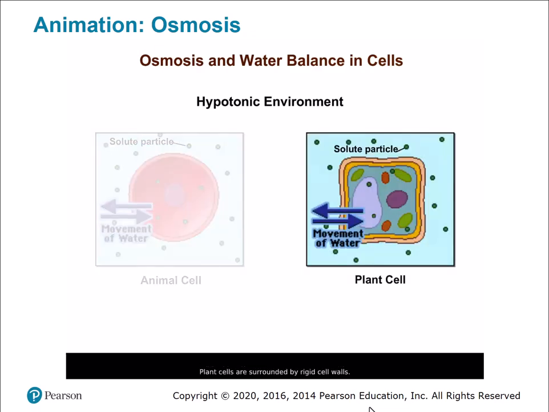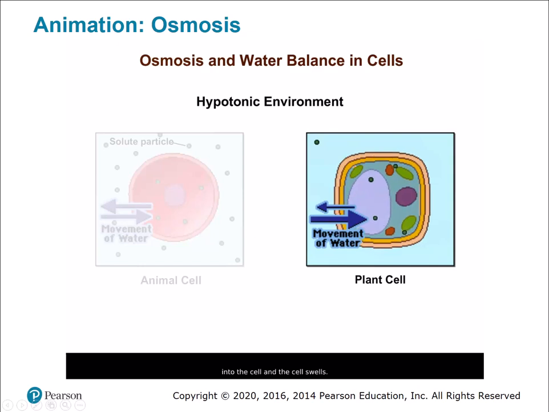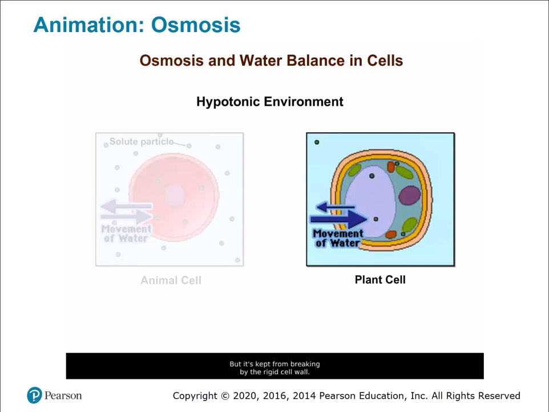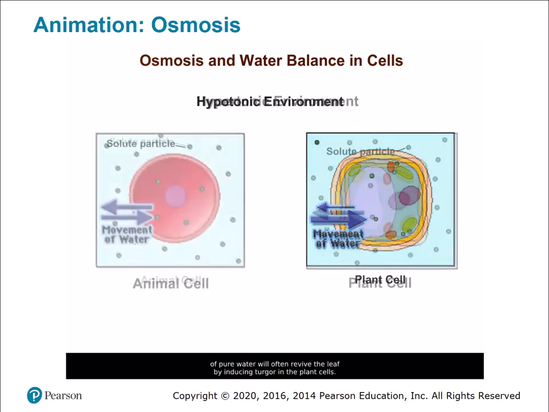Plant cells are surrounded by rigid cell walls. When plant cells are exposed to a hypotonic environment, water rushes into the cell and the cell swells, but it's kept from breaking by the rigid cell wall. The pressure of the cell pushing against the cell wall makes the cell turgid, which is the desired state for most plant tissues. For instance, placing a wilted celery stalk or lettuce leaf in a hypotonic environment of pure water will often revive the leaf by inducing turgor in the plant cells.